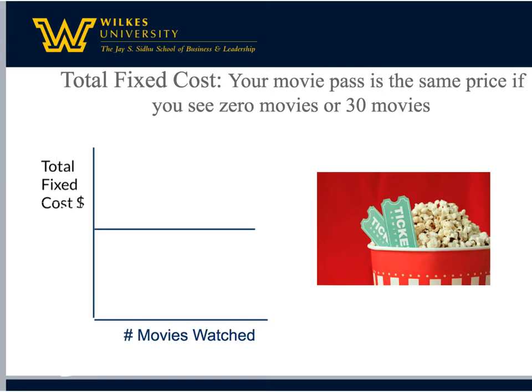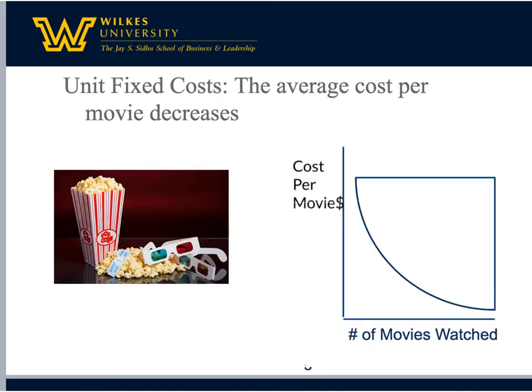The total fixed cost remains constant in total as the level of activity changes. For example, you buy a movie pass. That movie pass costs the same whether you see 0 movies or you see 30 movies. The cost per movie, if you're dealing with a fixed cost, changes as the activity changes.